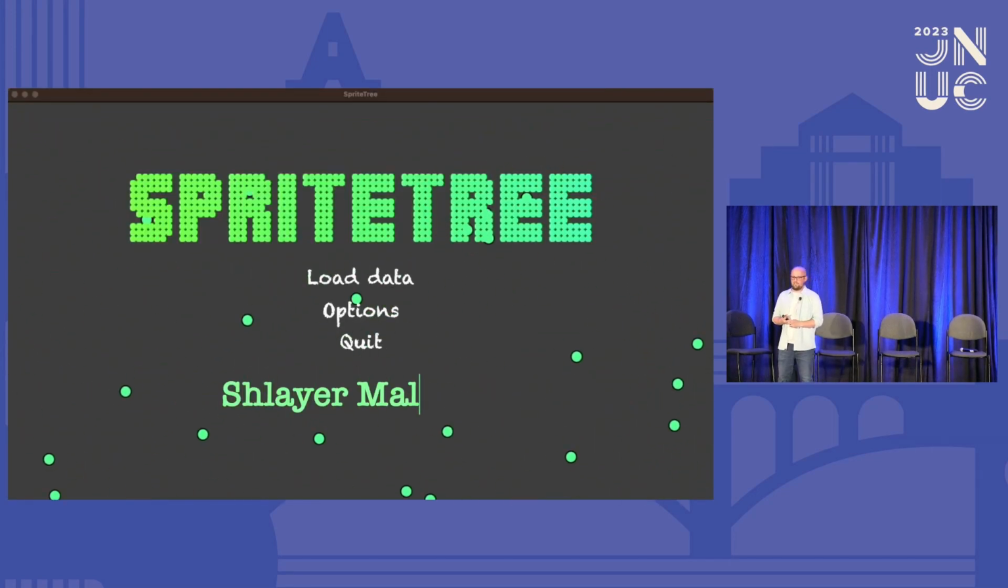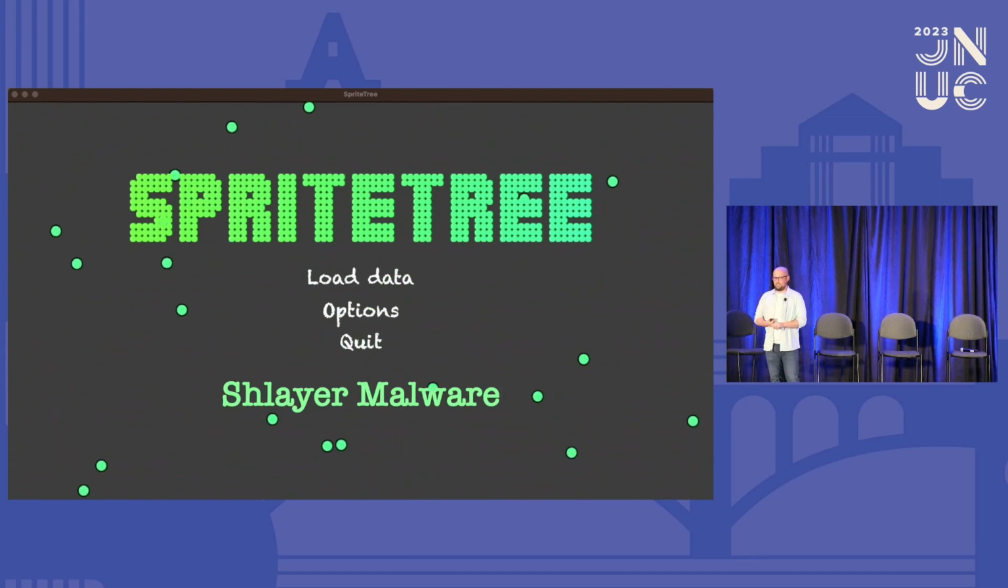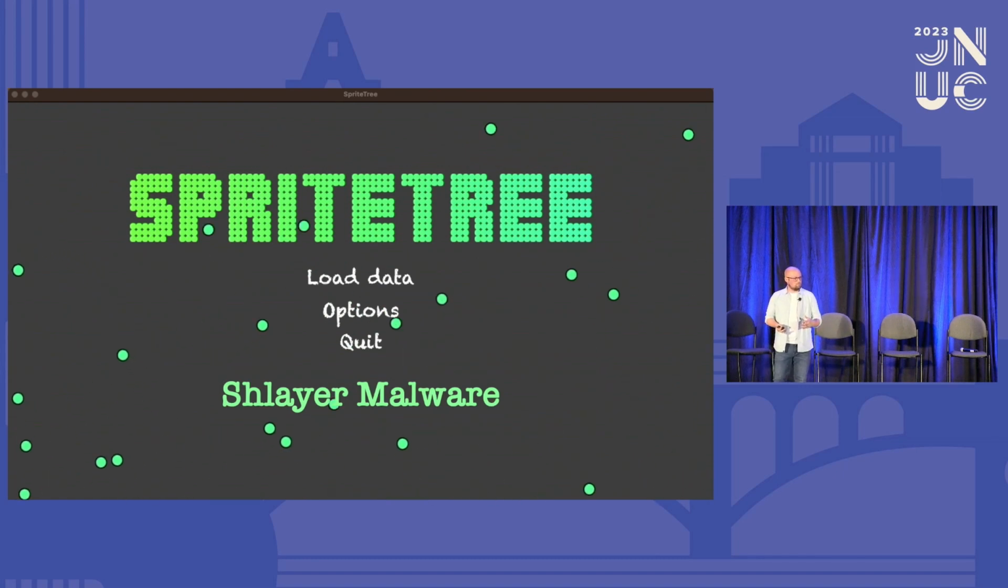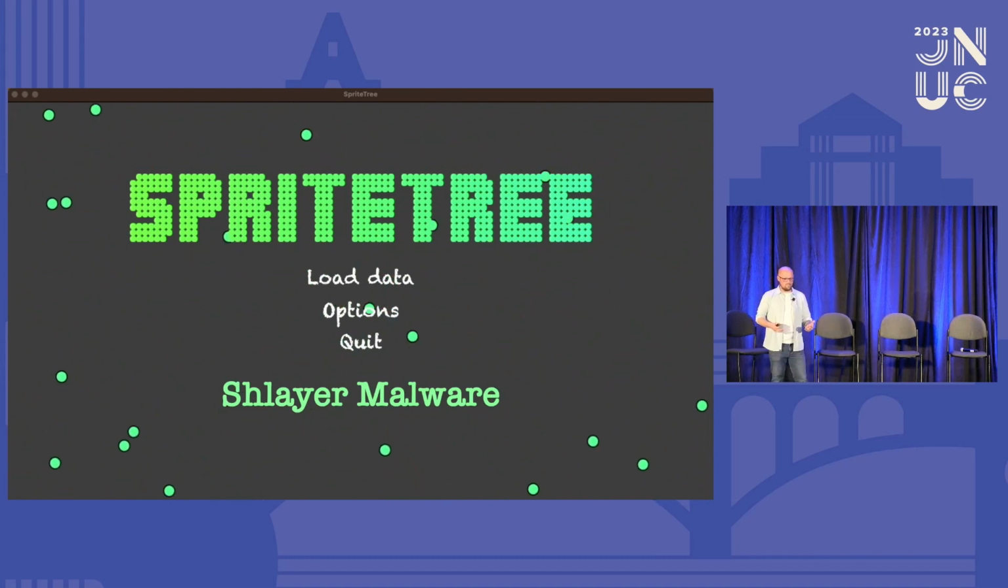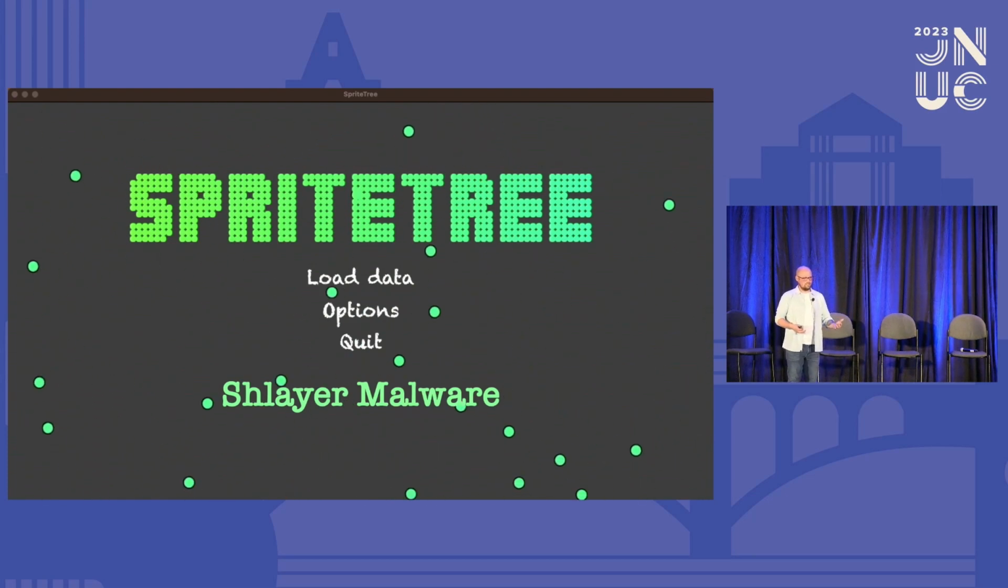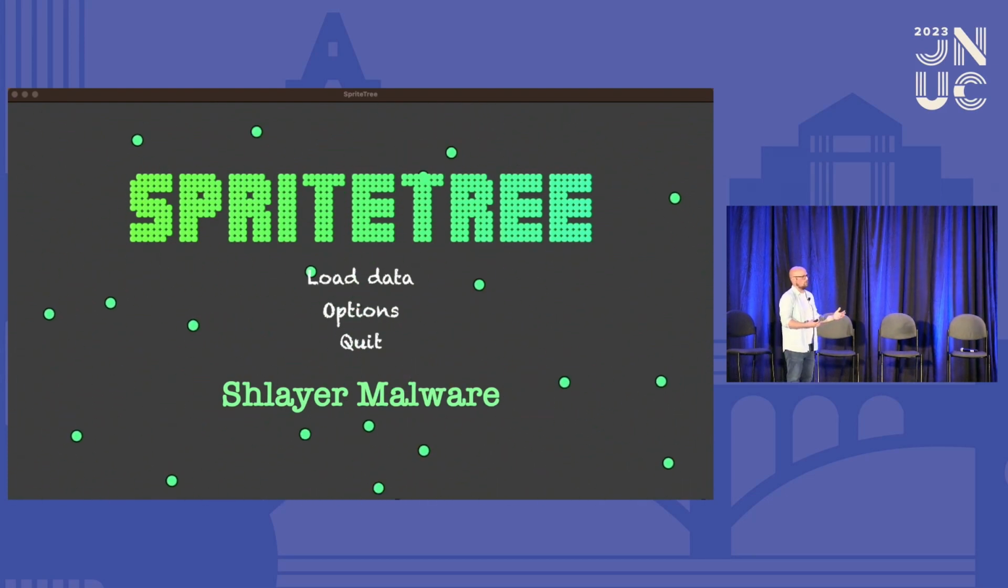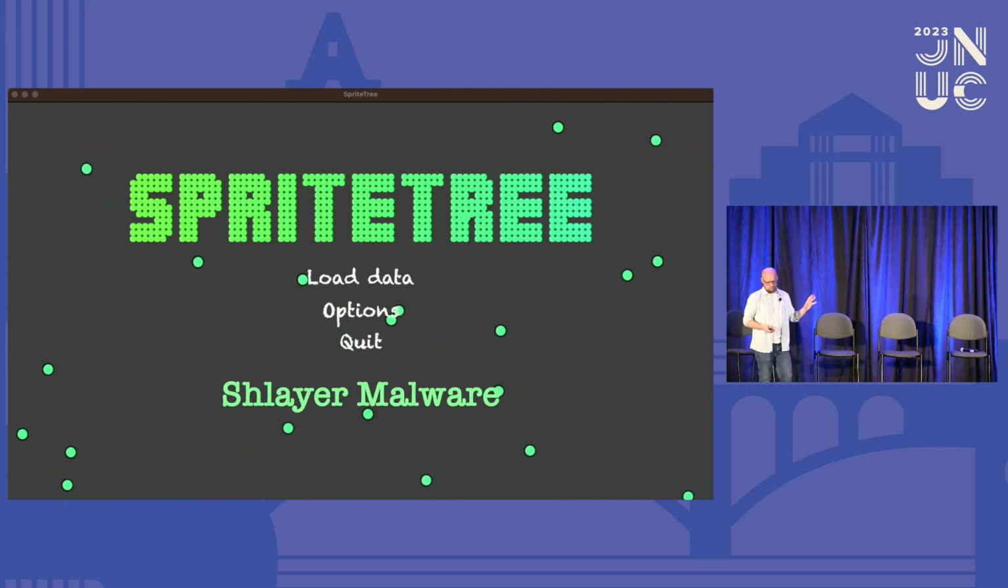So let's move into one last use case here, the Schleyer malware. I use this as an example a lot because it's basically a malware dropper that keeps up to date. It tries to evade antivirus while generating a lot of system activity when you actually run it. So it makes it a prime use case for SpriteTree.